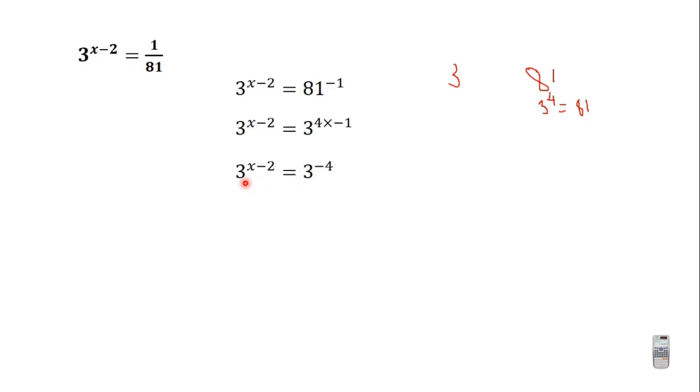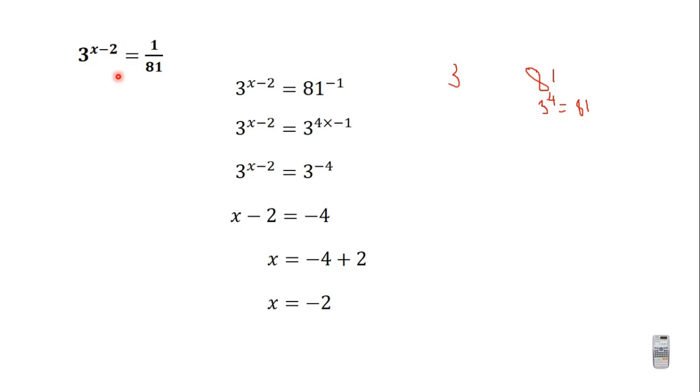Since the base on the left hand side is 3 and the base on the right hand side is 3, we can equate the exponents. The exponent on the left hand side is x minus 2. The exponent on the right hand side is minus 4. So we can equate those two: x minus 2 is equal to minus 4. From here, it becomes a simple linear equation. x is equal to minus 4 plus 2, and x is equal to minus 2.